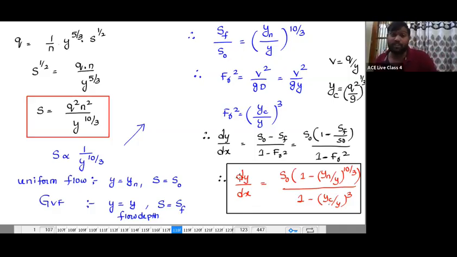And in this dy by dx equation, how many depths are there? Three depths. What are those depths? One is Yn, normal depth. Another is y, flow depth. Another is yc, critical depth. So this dy by dx depends upon three depths, Yn, y and yc. And what is the significance of this equation, sir? That we'll be discussing after a break.